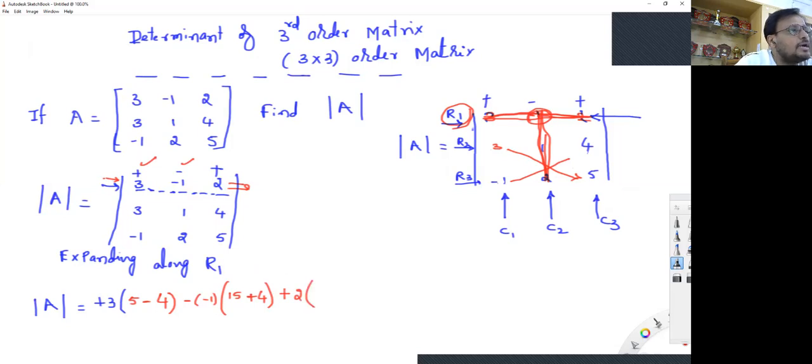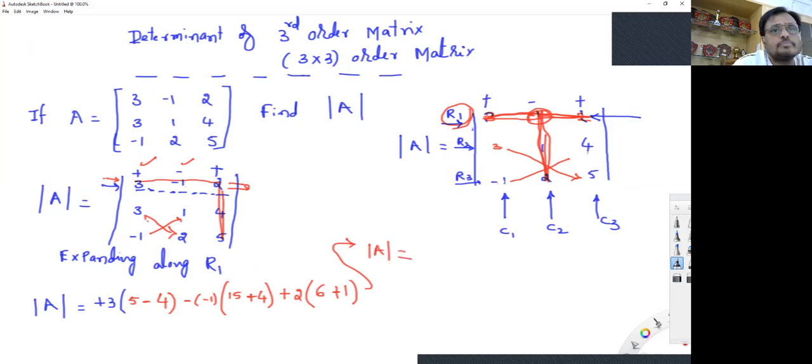Plus 2 means, at plus 2 the entire horizontal and entire vertical get cancelled. The remaining two will be there. So 3 2s are 6, put minus sign, minus 1 into minus 1 is minus 1, that will become plus 1. Finish. This is simple. And now this will be calculated here.